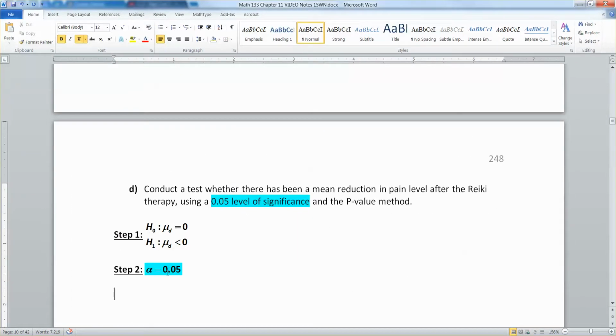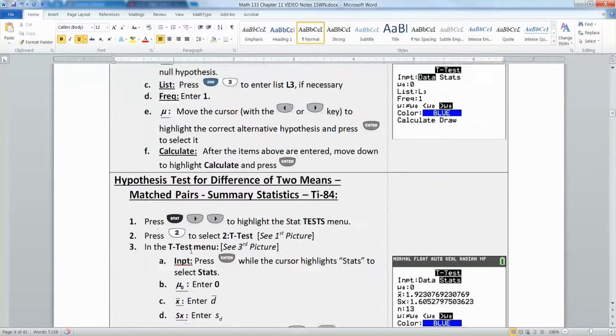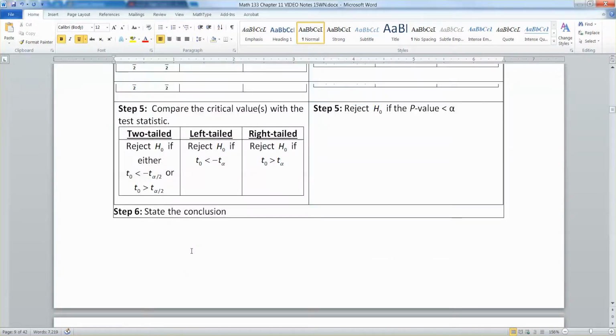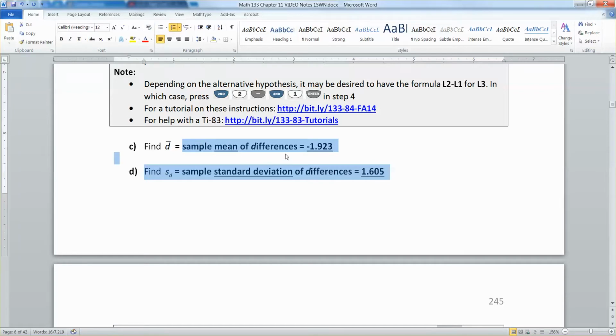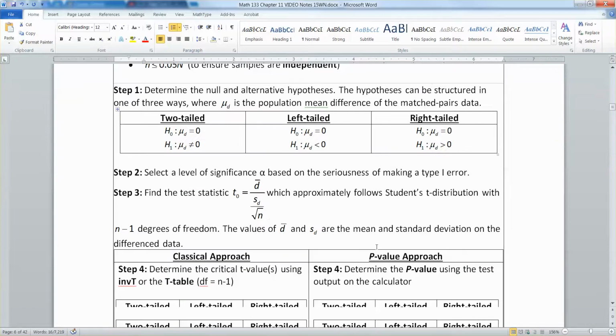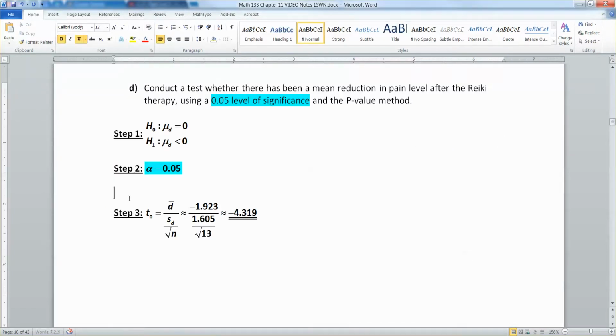To do that, I'm going to need my d bar and my SD, but we already found those a couple pages ago. D bar was negative 1.923. The standard deviation with respect to the differences is 1.605. So I'll use those values and fill them in here: d bar is negative 1.923, SD is 1.605, square root of 13.